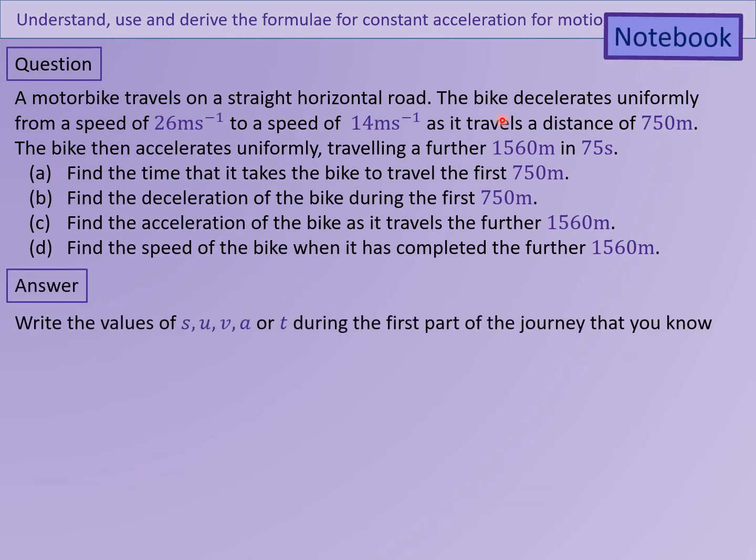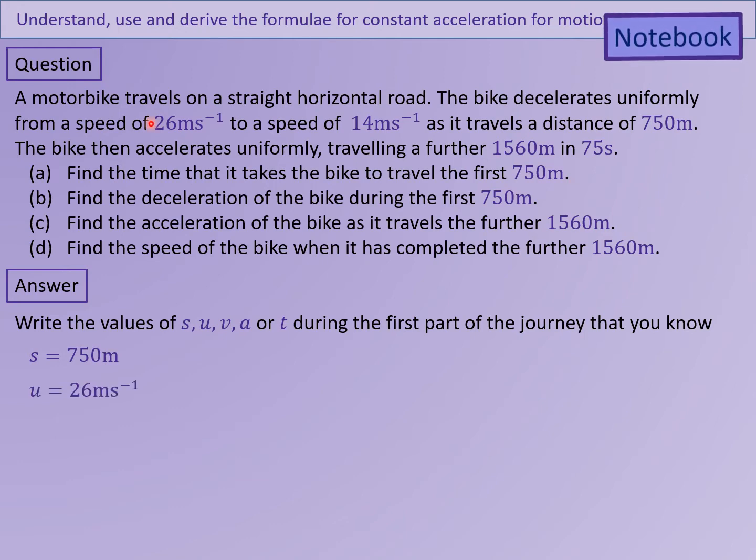It's always a good idea to write down the values that you know or that you're trying to find out for S, U, V, A and T, and then you can choose which formula to use. So we know that S is 750, that is because this is the distance that the bike travels in the first part. We're actually trying to find the time it takes for the bike to travel in this first distance.